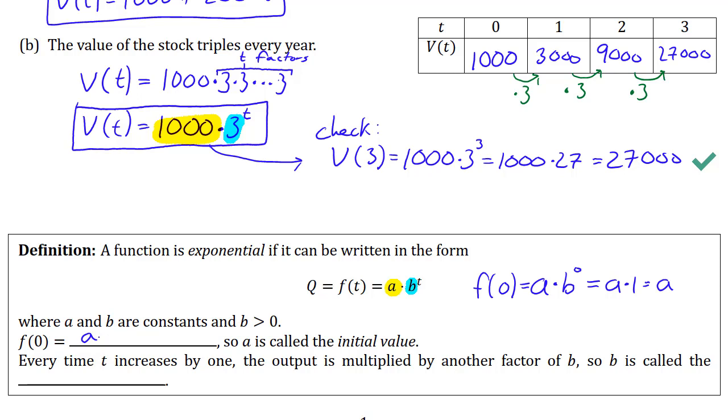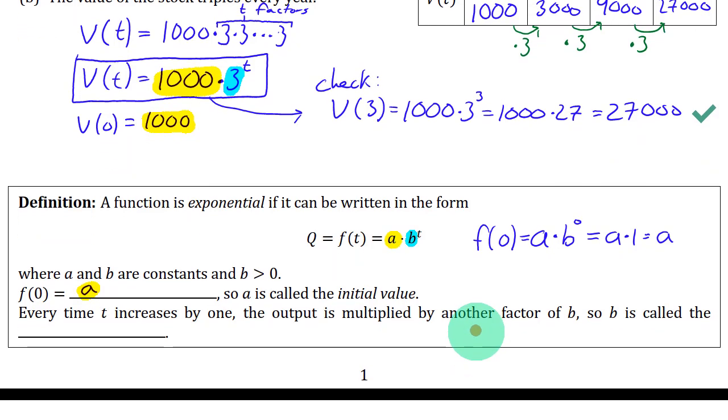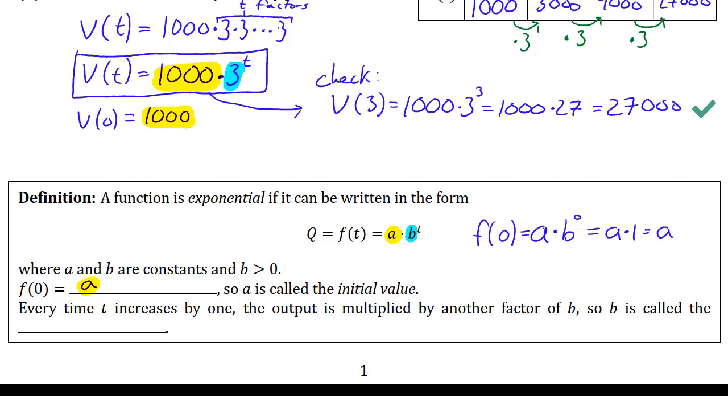And that was true here too. In this case, v of 0, we can tell from the table, that is just 1,000. That's what it was supposed to be. That's like 0 copies of 3 being multiplied. So it's where it started at. So that's called the initial value, the starting value of Q, or the starting value of f of t.